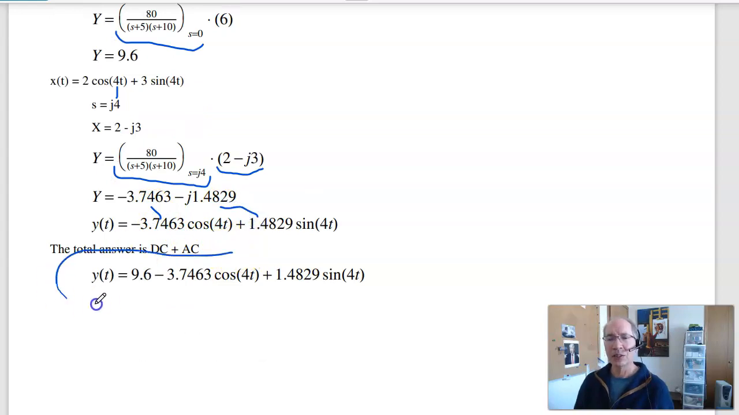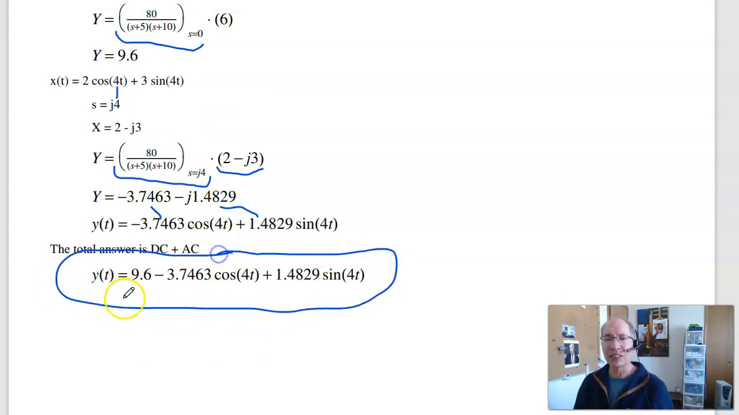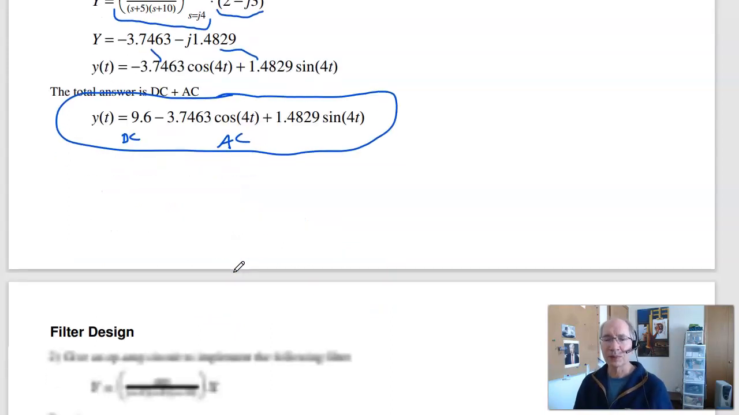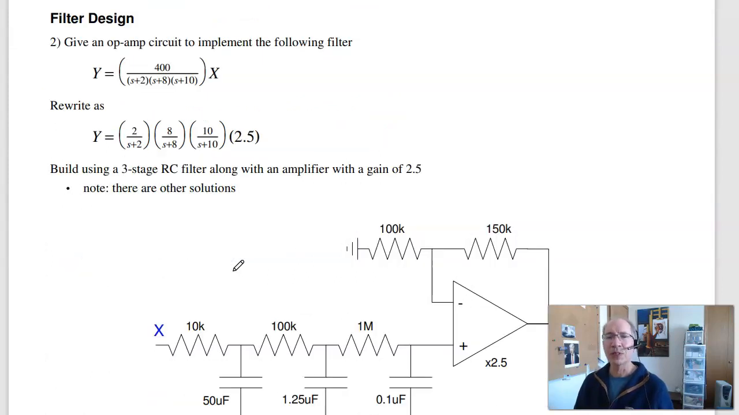The total answer then is DC plus AC. I add the DC term plus the AC term. That's what phasors do for you. I can solve a differential equation with sine wave inputs. That's filter analysis.